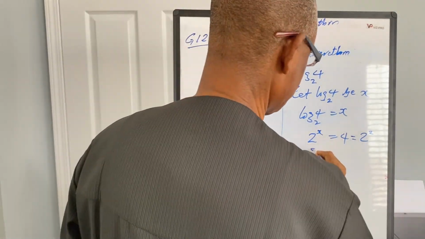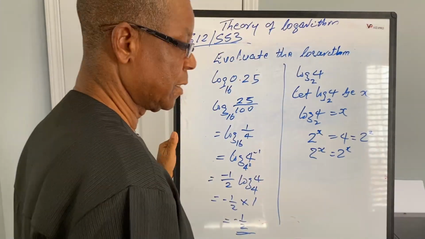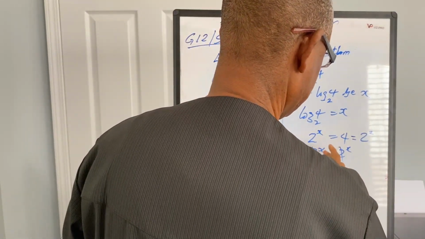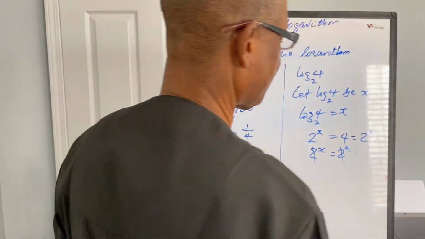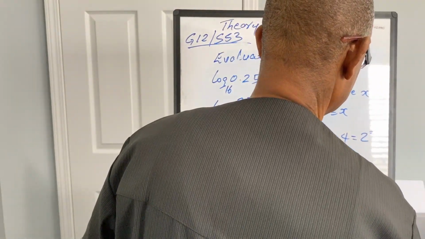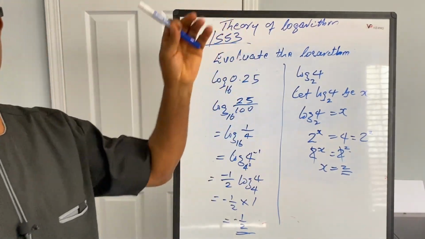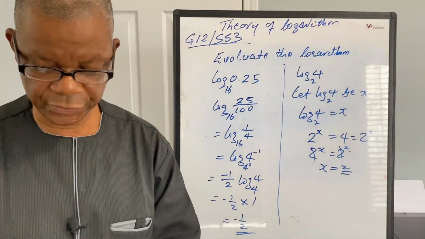So we now have 2 raised to the power x is equal to 2 raised to the power 2. So the base cancels the base because they are the same. This is 2, remember. So we now collect the remnant. So we now have x is equal to 2. That is the same thing we got previously in the other method. So this is an alternative method to the one we used before.